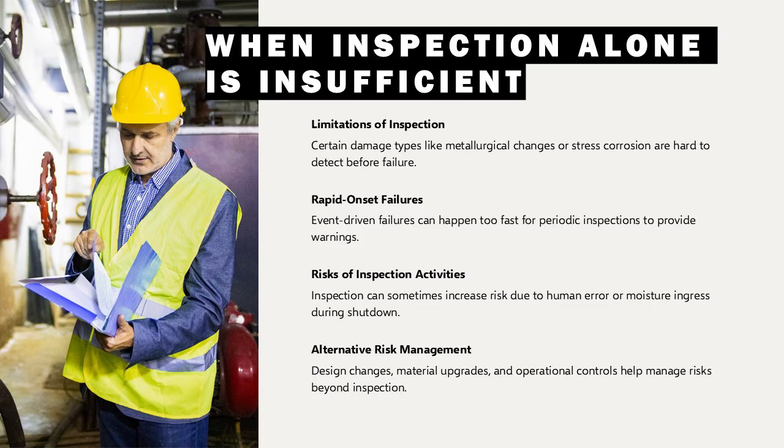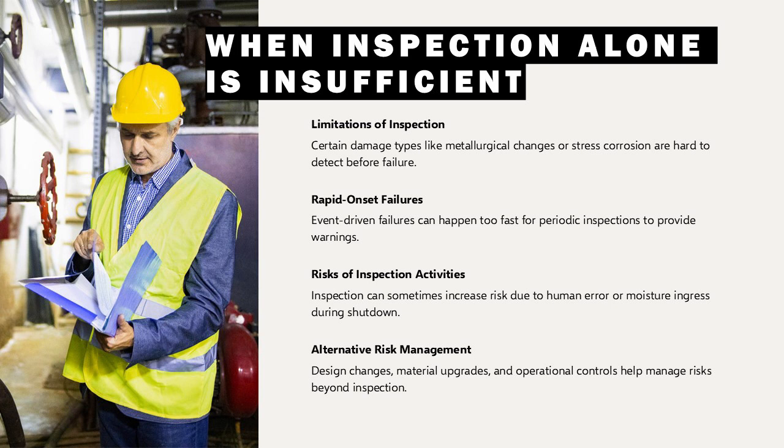Limitations of inspection: when inspection alone is insufficient. Not all damage mechanisms can be effectively managed through inspection. Some forms of degradation, such as metallurgical changes, stress corrosion cracking, or high cycle fatigue, may be difficult or impossible to detect before failure. Event-driven or rapid-onset failures may occur too quickly for periodic inspections to provide meaningful warning.